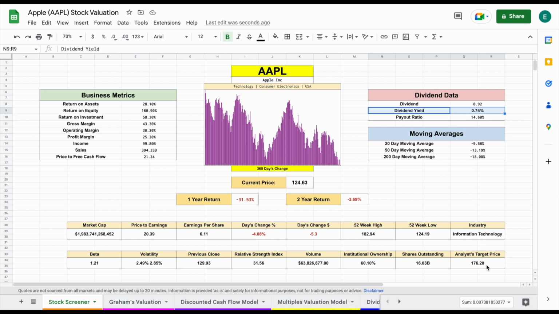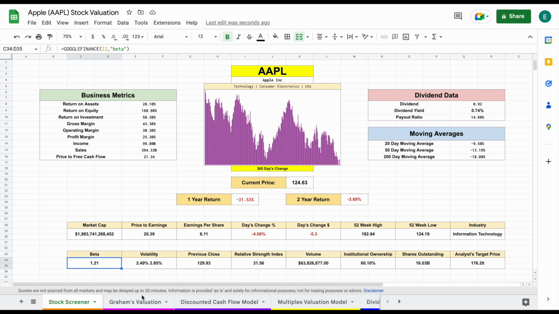Now, if we come down here, we can see analysts currently have a target price of $176 per share. That is quite a bit higher than that current trading price. The institutional ownership is honestly a little bit lower than I was expecting to see at about 60%, and the beta is sitting at 1.21, which means you will see a little bit more volatility with this stock.